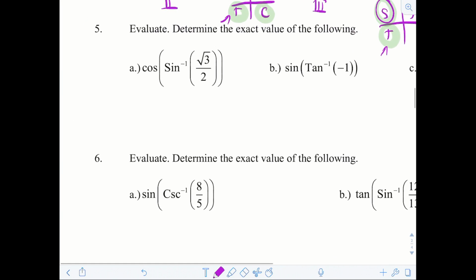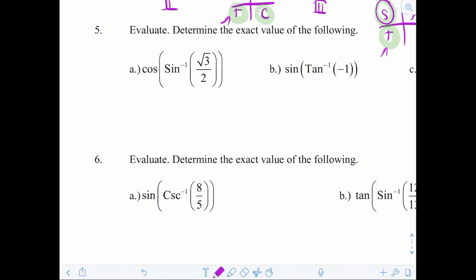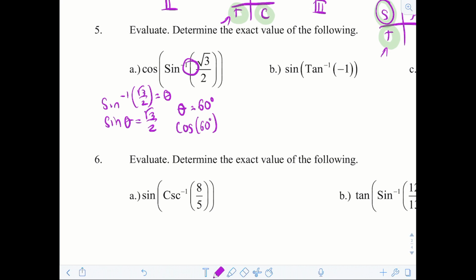All right, for these, it says determine the exact value. Another way of writing the inverse sine of root 3 over 2 is saying sine of theta is equal to root 3 over 2. So when does sine of theta equal root 3 over 2? If you know your trig values well enough, that gives us 60 degrees. Then what is cosine of 60 if I replace theta? That is going to be 1/2.